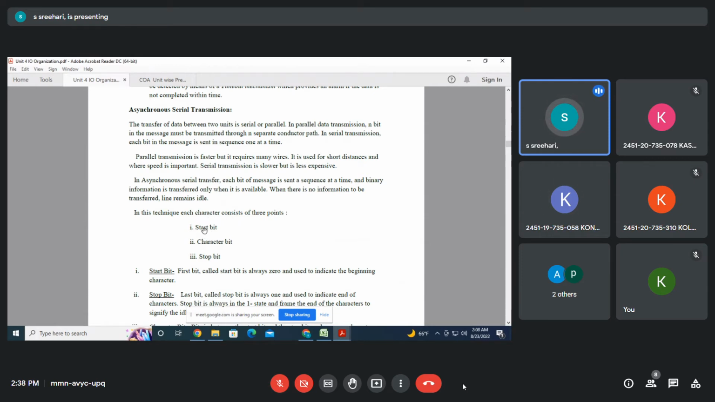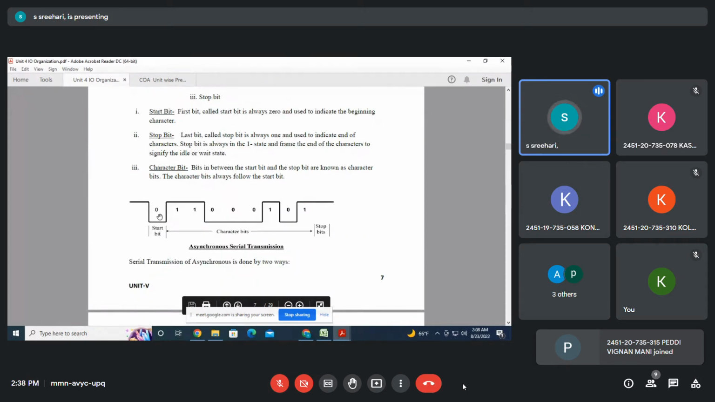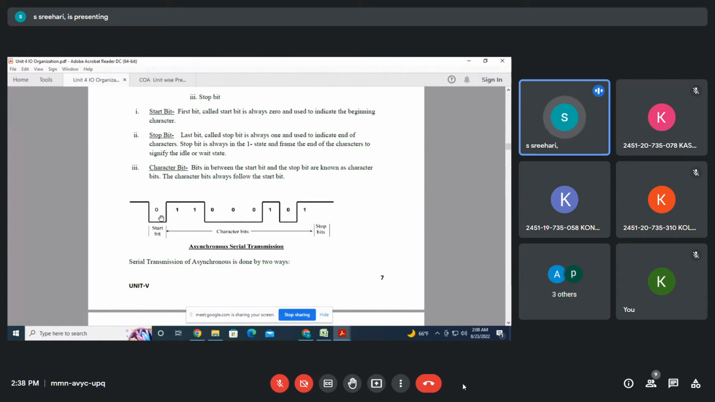One is the start bit, one more is the character bits or message bits, and the next is the stop bits. So this is the format you have to mention. First it always starts with the start bit, so that the destination understands that the next coming bits are my message bits or character bits. That is why the start bit is always zero. Once it receives zero, from the next bit onwards it is considered as message bits or character bits.